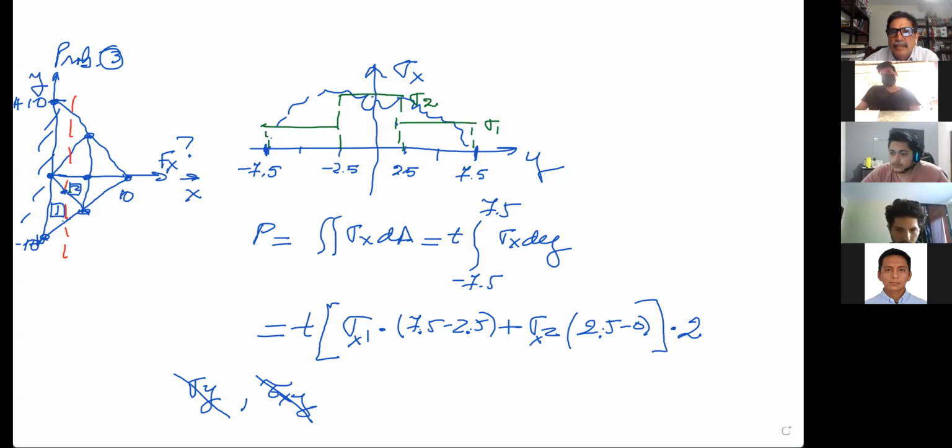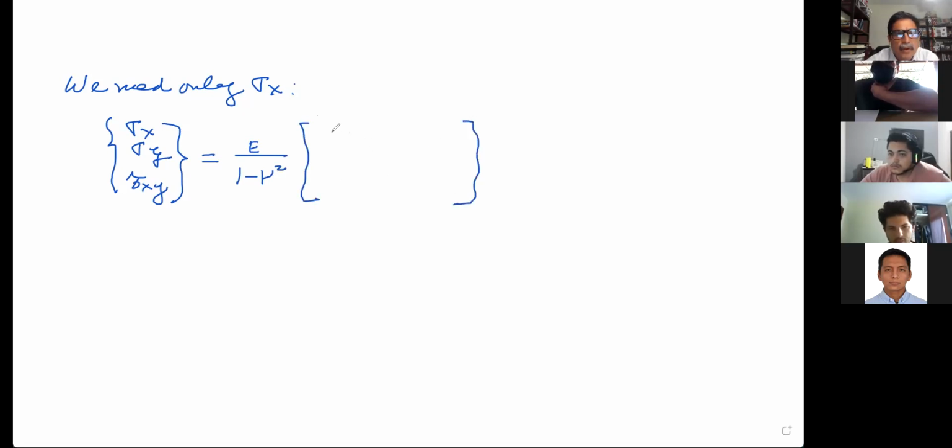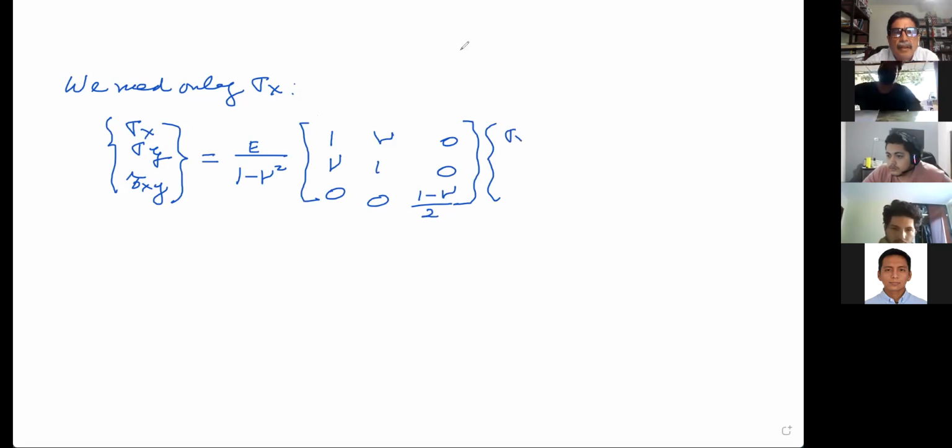So let's finally complete this. We need only sigma x. Now the thing is that we have to be aware of sigma x, sigma y, and tau xy. And this is something that I gave you in the problem formulation, so you didn't have to remember. So it's 1, nu, 0, nu, 1, 0, and 0, 0, (1 minus nu) over 2. And then you have here epsilon x, epsilon y, and gamma xy.